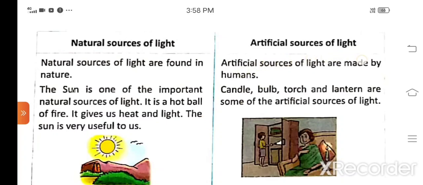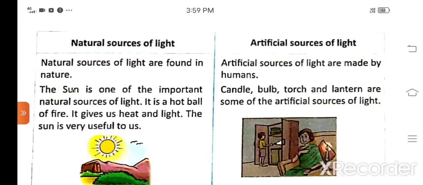Then there is the artificial source of light. The artificial sources of light are made by humans. The man made these sources of light for their own use. These types of sources of light are called artificial. Man-made sources of light are called artificial sources of light. Like candle, bulb, torch, and lantern are some of the artificial sources of light.